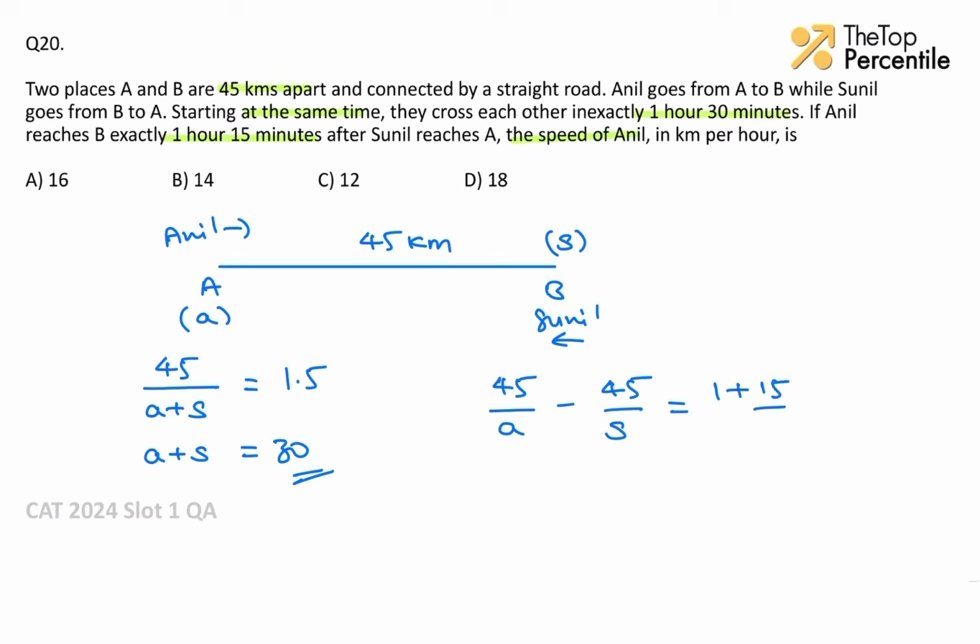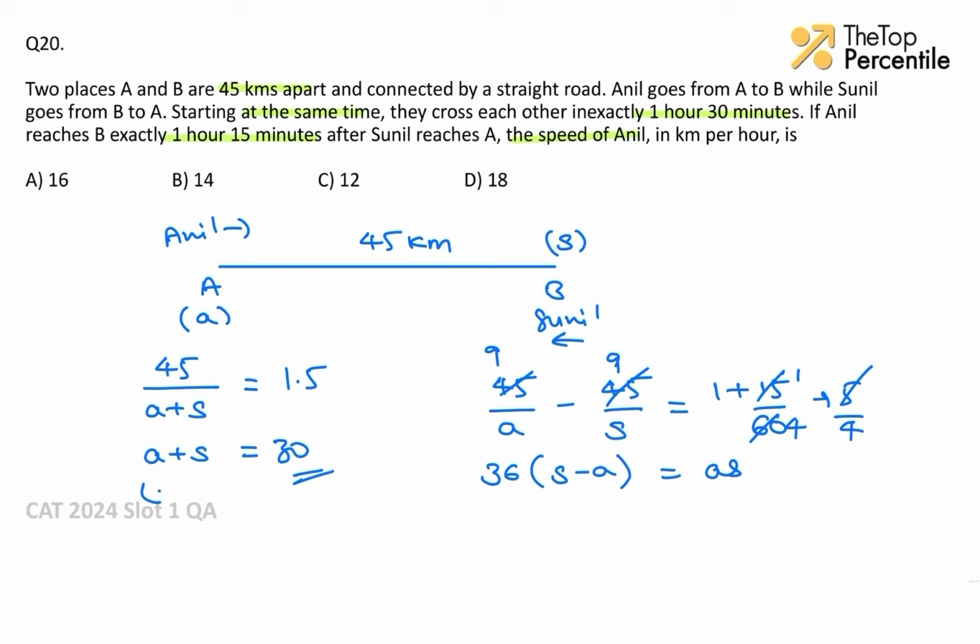Let me convert this into hours. So this will be 75 upon 60, which is 5 by 4. Let's also cancel this: 5 nines are 45, 5 nines are 45. Multiply this by 4. This will give me 36 into S minus A, which will be equal to AS.